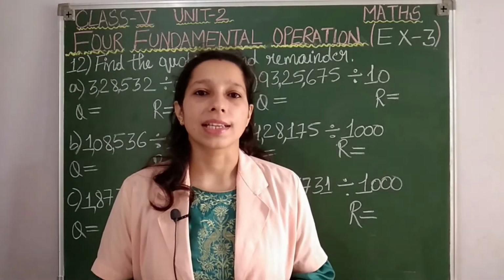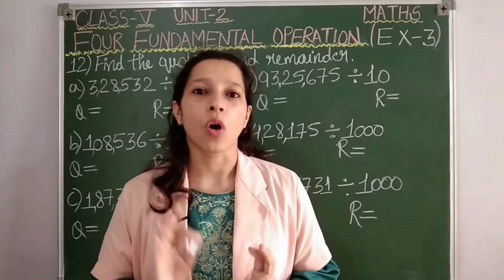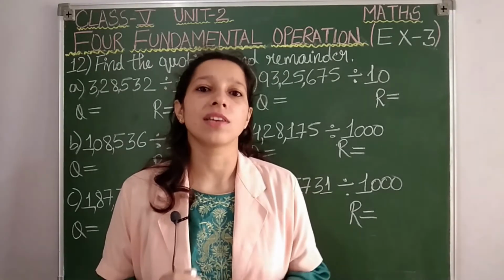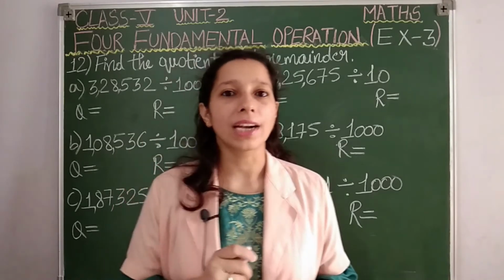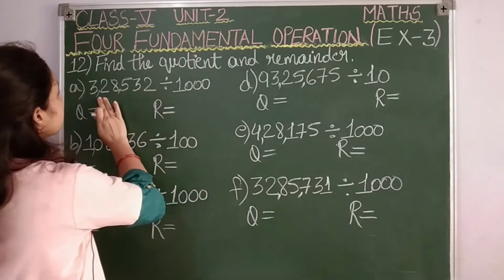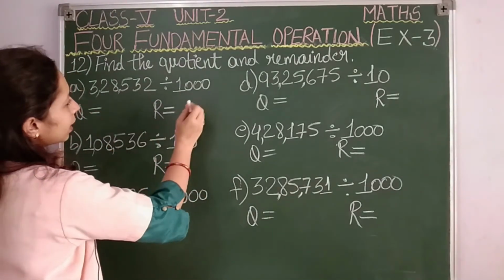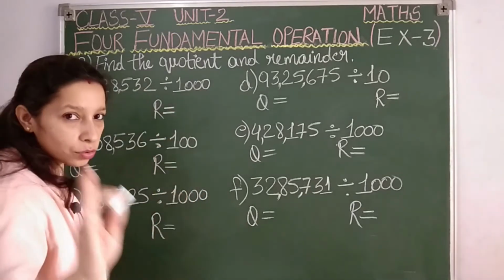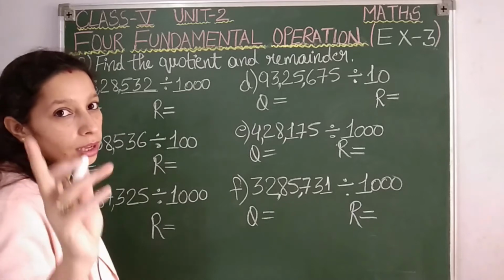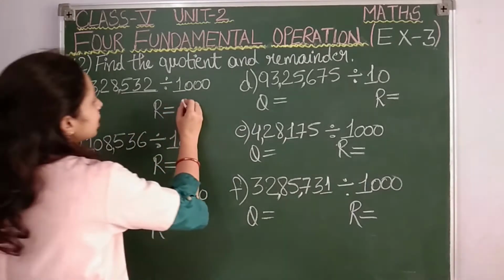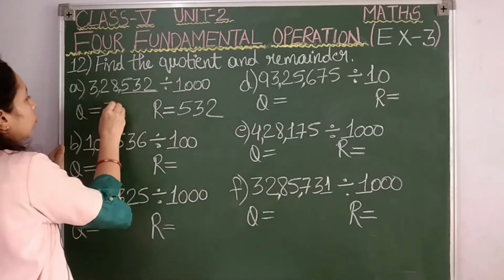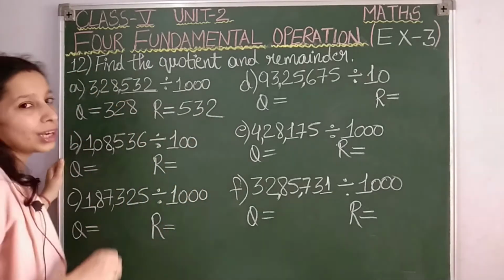And students, in the first exercise I told you one trick to solve division questions if the dividend is divided with 10, 100 or 1000. What was that trick? Remember, let us just revise. See here, this number is divided by 1000. How many zeros are there in 1000? 3 zeros. So surely students, the last 3 digits will be your remainder. You can divide and check. Surely you are going to get this as remainder. So simply here I am writing 532 and the rest of the digits will be your quotient, 328.